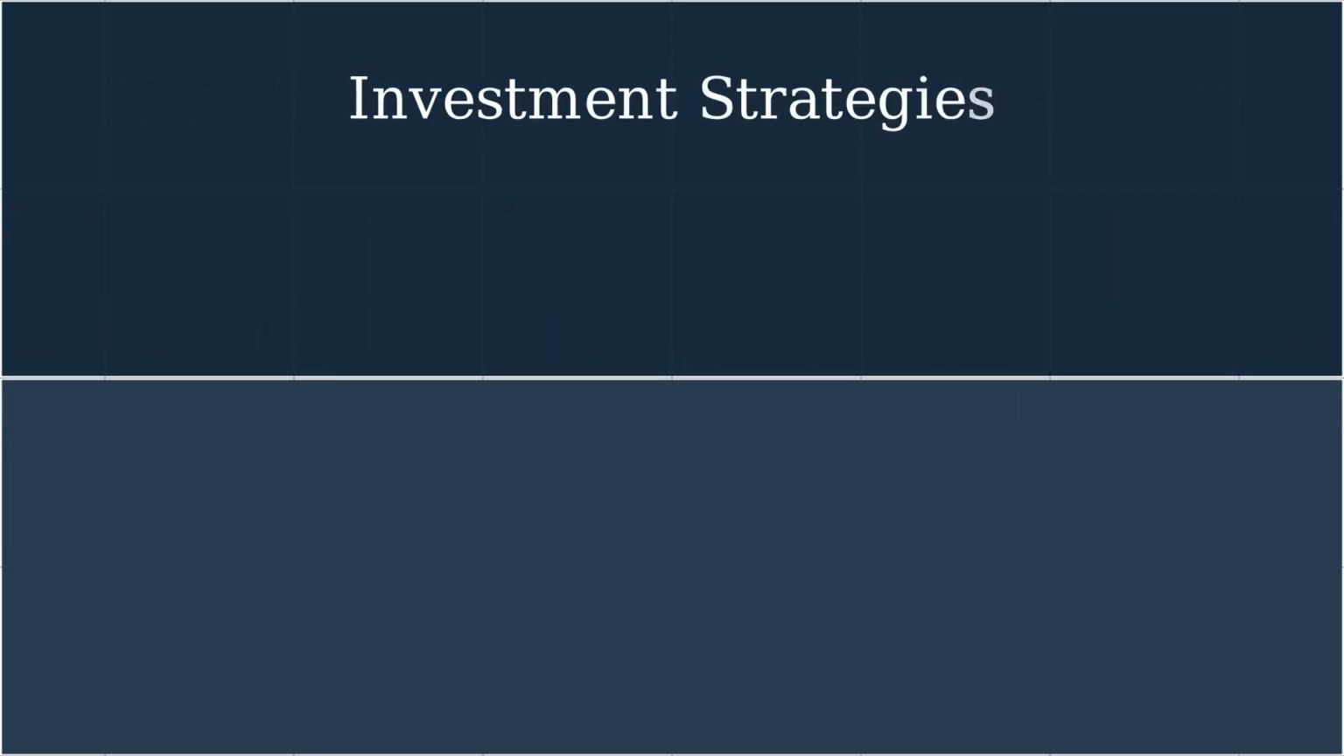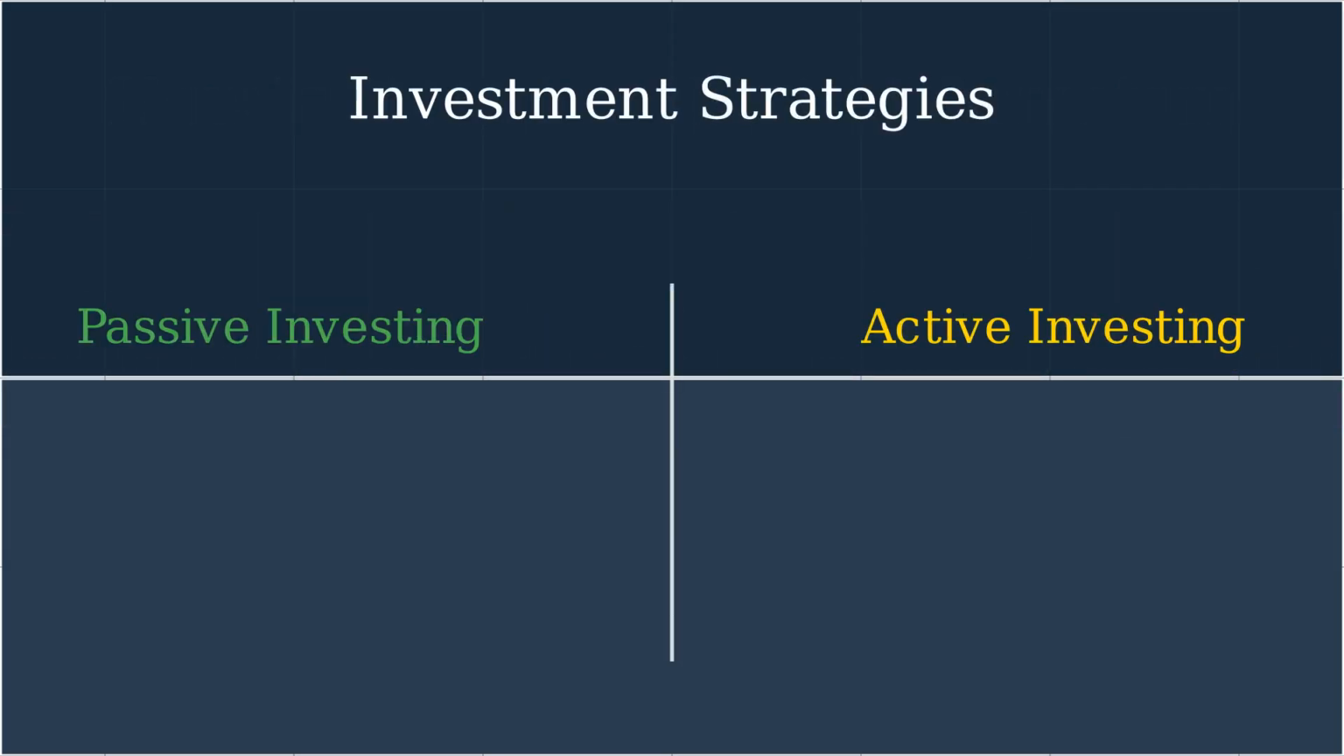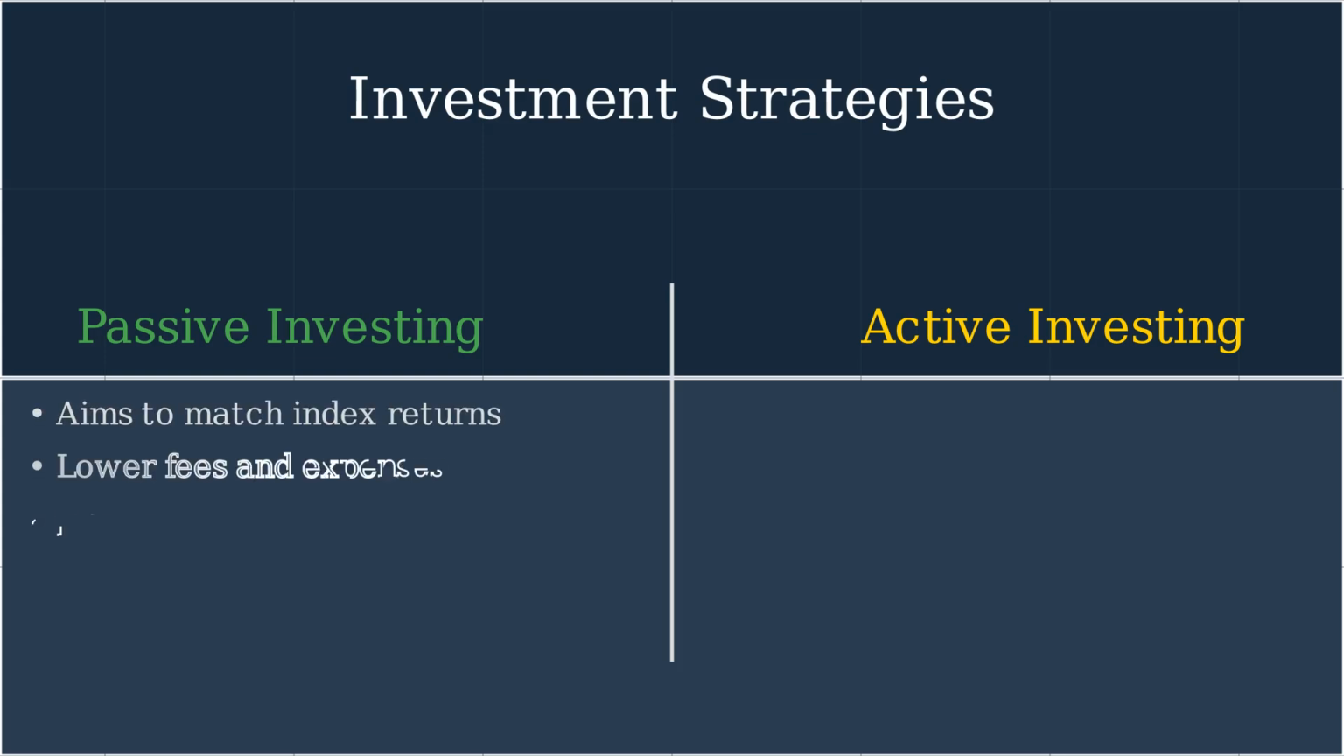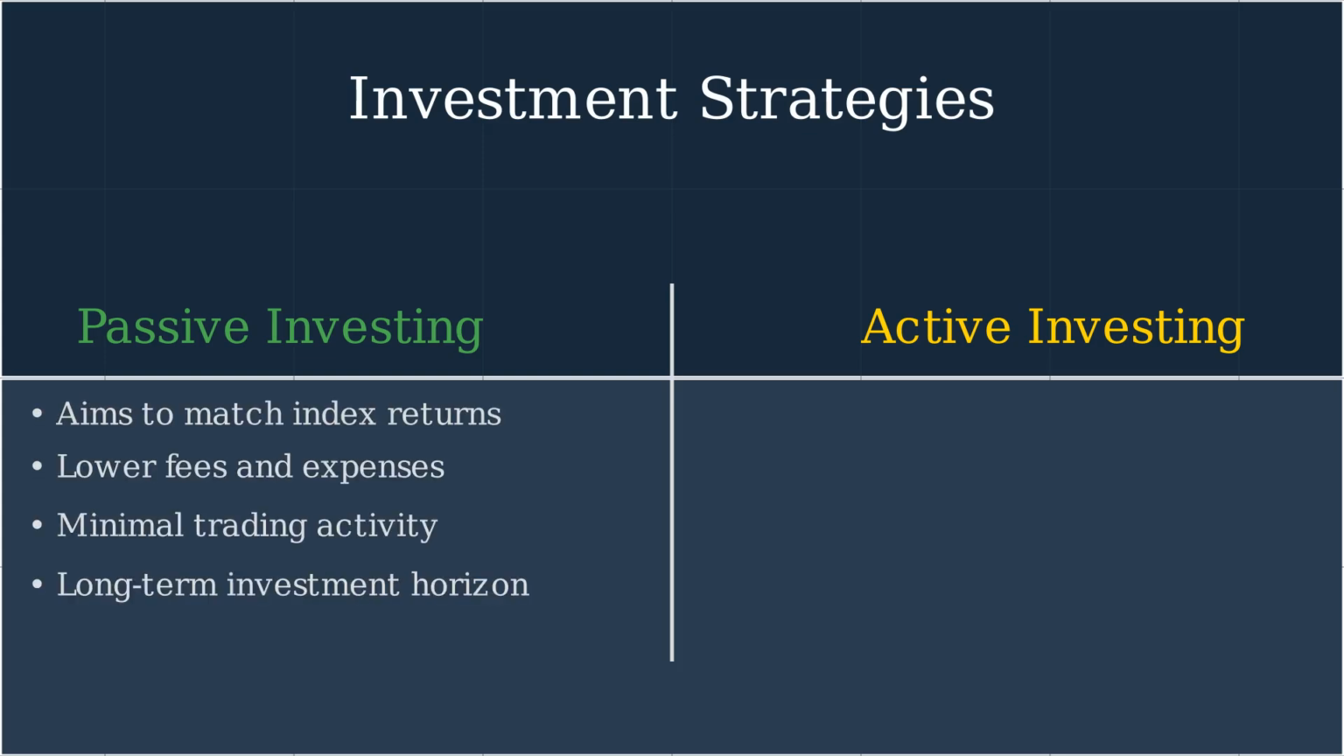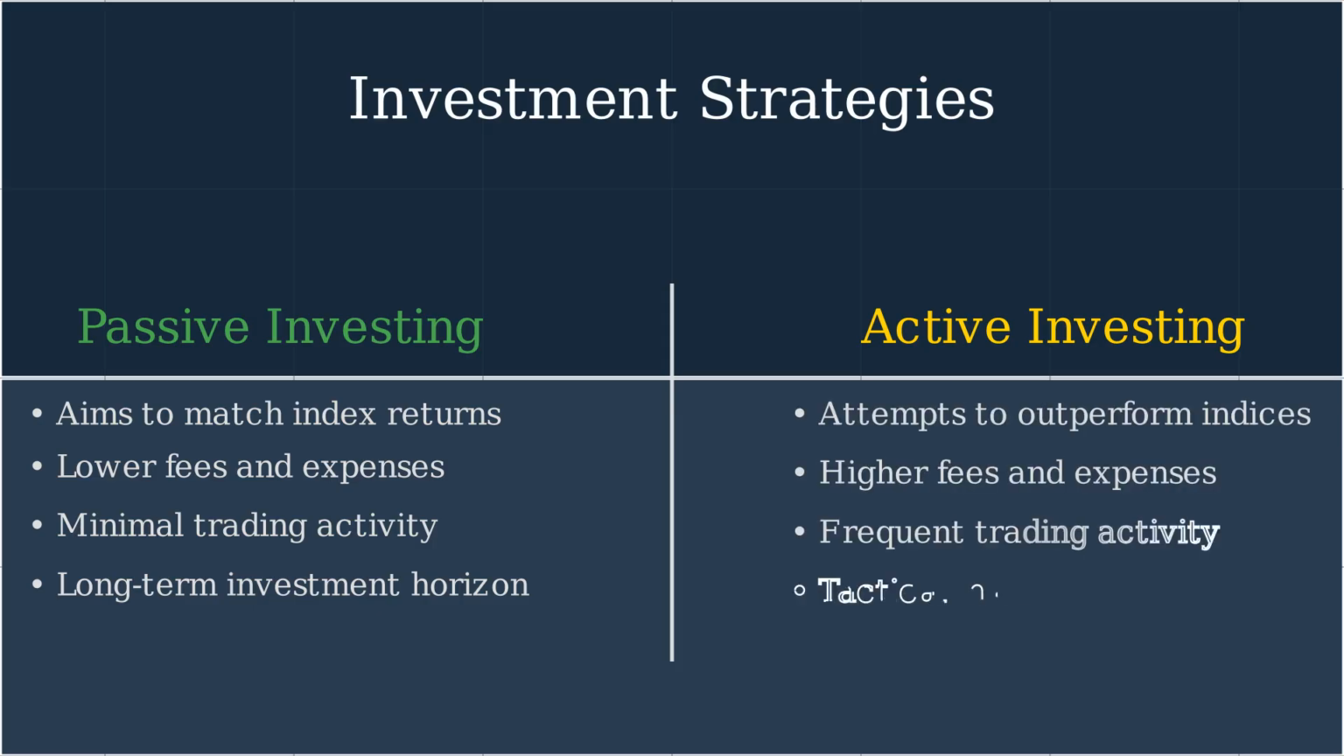Investors follow different strategies when using indices as reference points. Passive investing aims to match index returns rather than beat them. This approach features lower fees, minimal trading, and a long-term investment horizon. Active managers, on the other hand, try to outperform indices through security selection and market timing, typically incurring higher fees and more frequent trading.